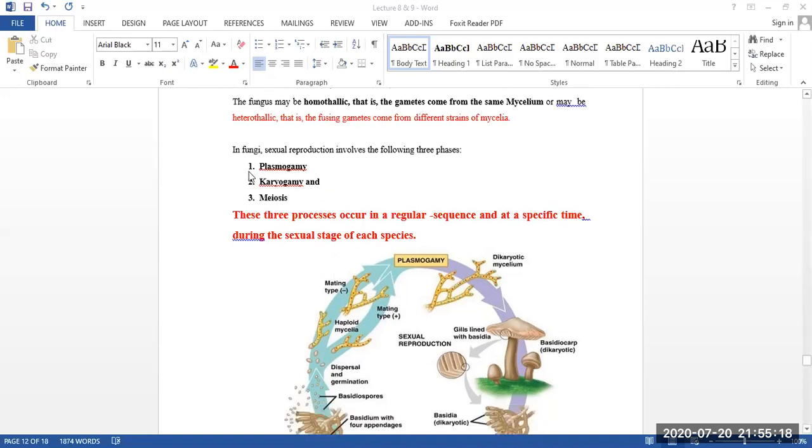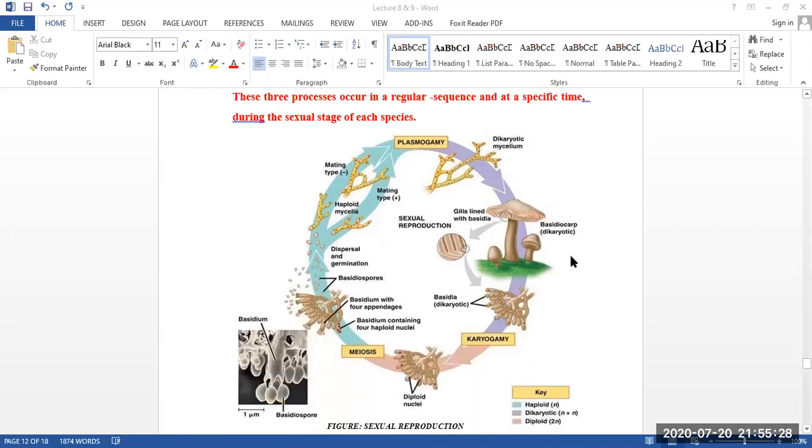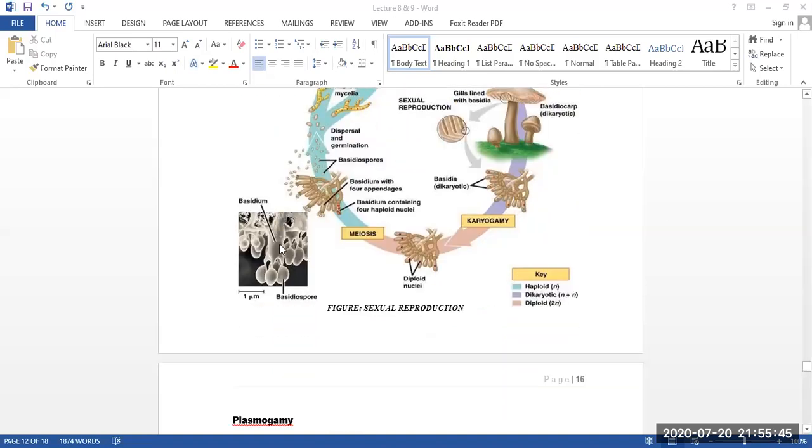That means these three processes actually go simultaneously, one after another, in each species in the sexual reproduction of fungus. So here is a figure of that. Before describing the figure, I just want to describe what plasmogamy, karyogamy, and meiosis are, or what happens in these three processes. After that, I will discuss the figure.